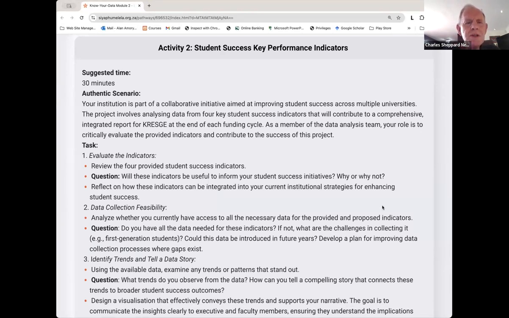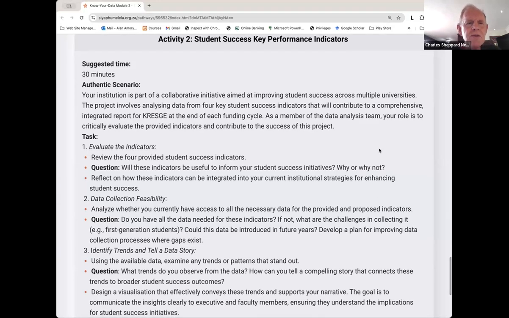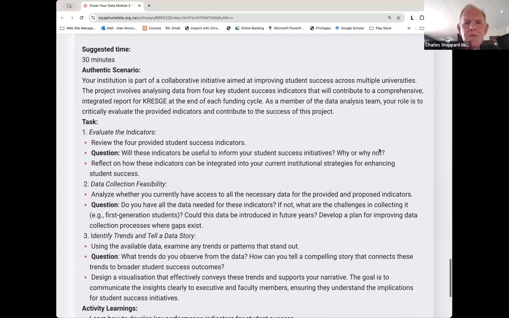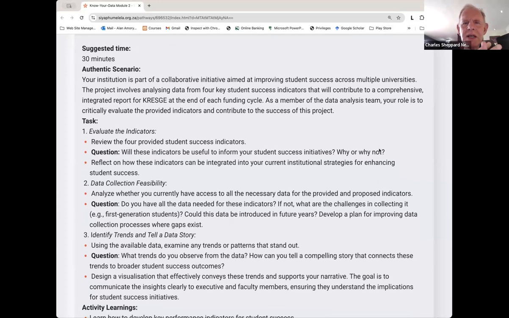So your institution is part of a collaborative initiative aimed at improving student success across multiple universities. The project involves analyzing data from four key student success indicators that will contribute to a comprehensive integrated report for Krishki at the end of each funding cycle. And the task now is to review the four provided student success indicators. Will these indicators be able to inform your student success initiatives?